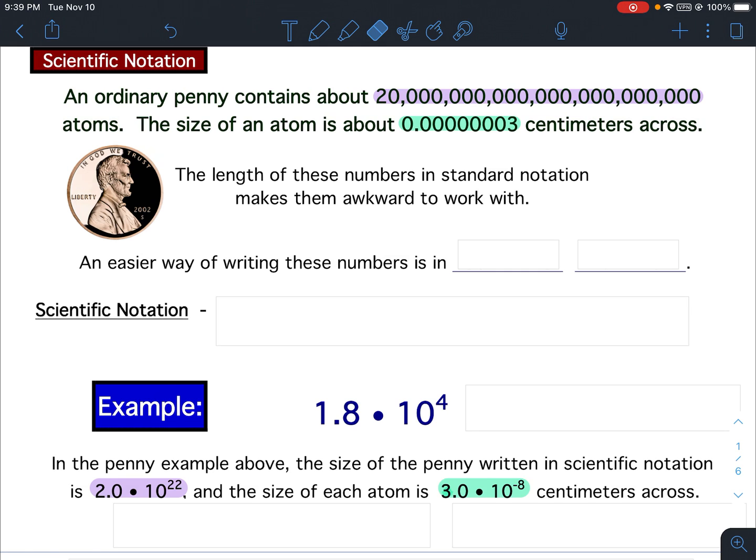So what we do is we take these numbers and we put them in scientific notation. So an easier way of writing these numbers is in scientific notation. Pause your video, write that down.